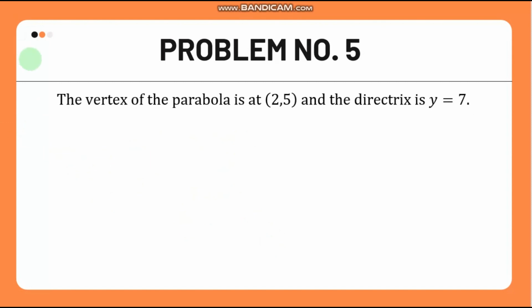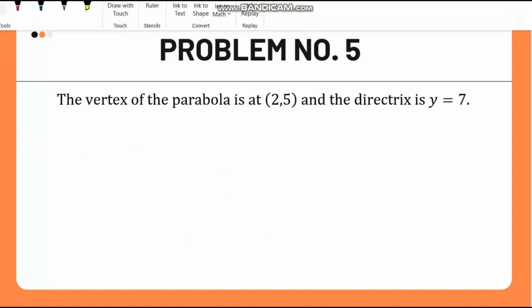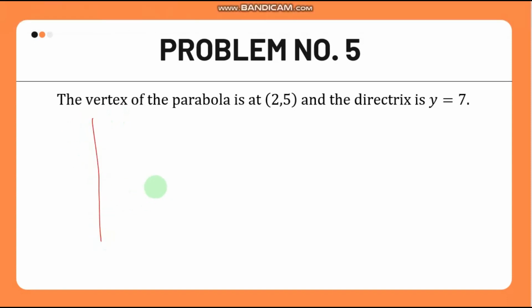Next one. The vertex of the parabola is at 2, 5, and the directrix is y equals 7. So, if you're going to plot the points, so 2, 5, this is 1, 2, 1, 2, 3, 4, 5. So, this is the vertex, 2, 5. Then, the directrix is 7, 6, 7. So, this is our directrix, y equals 7.